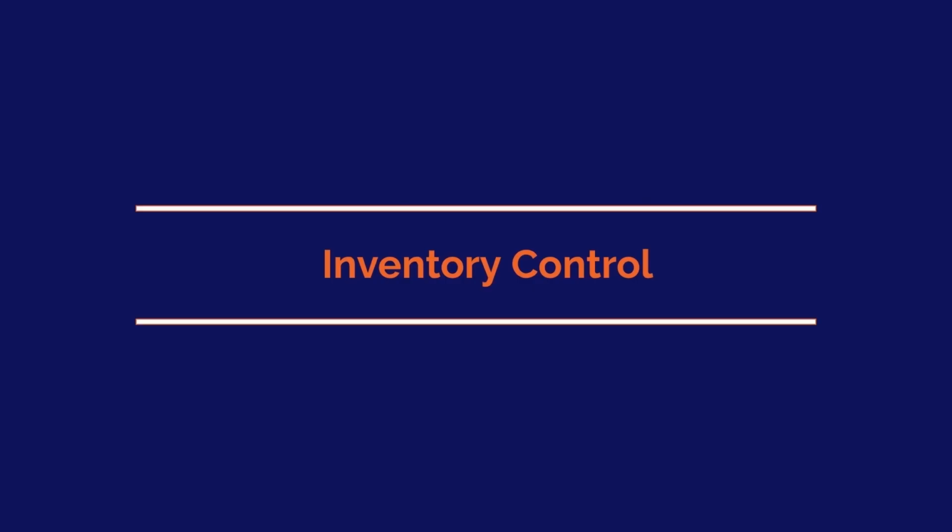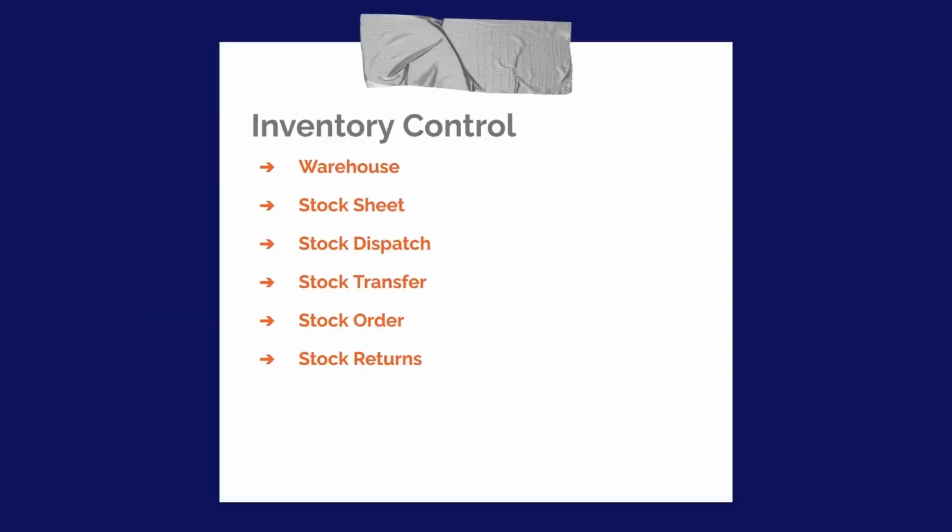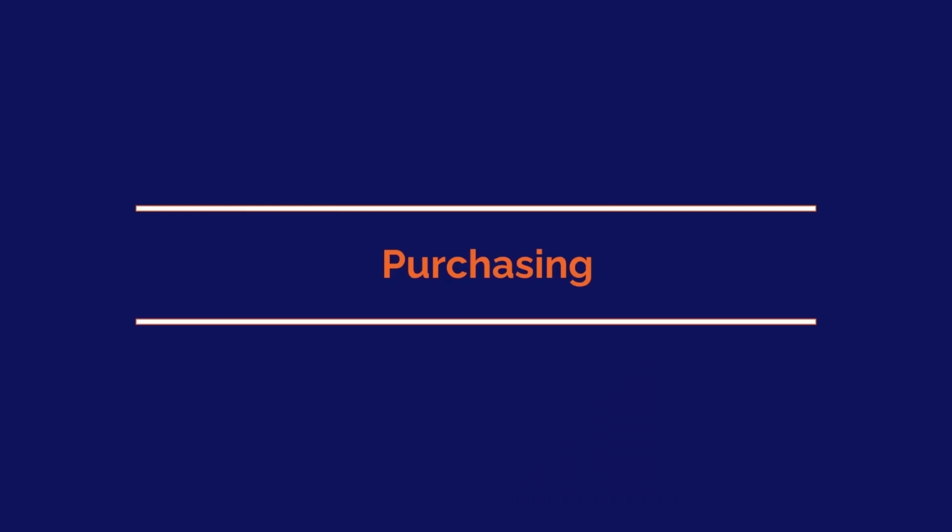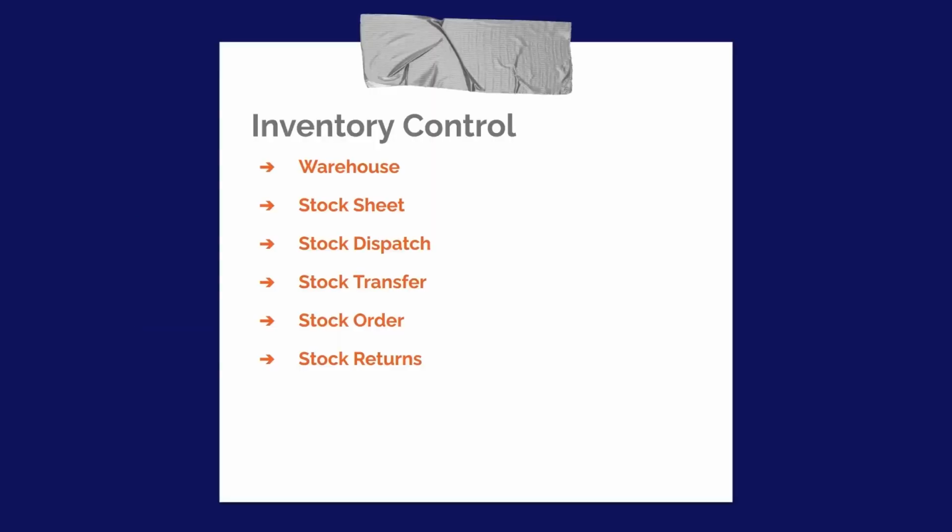Our next section is going to be the inventory control. We talked about job cards in the previous section, and we're going to continue from where we left the job cards so that I can show you that transition to inventory and how that actually works. In inventory, we are also going to get deeper into it and cover warehouses, stock sheet, stock dispatch, transfers, stock order, and stock return. After that, we'll get into purchasing and look at the purchasing side of the inventory control.